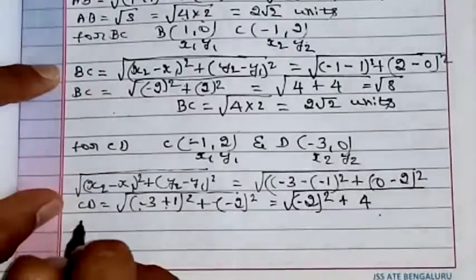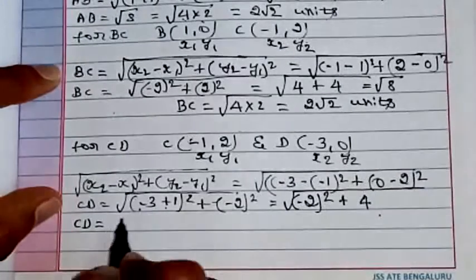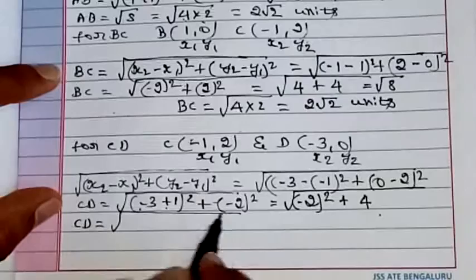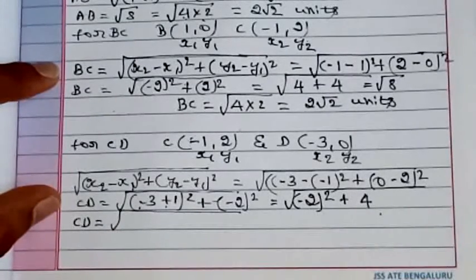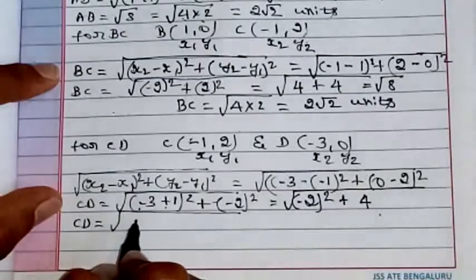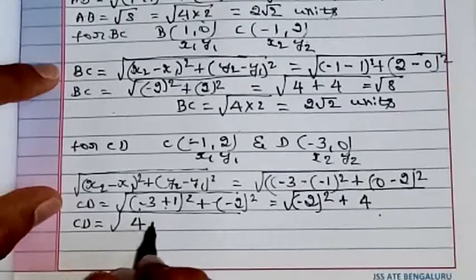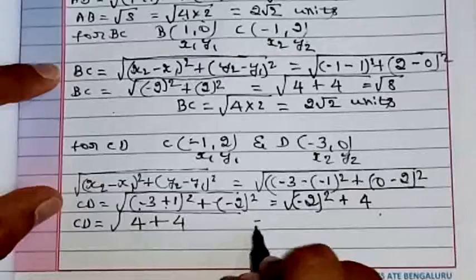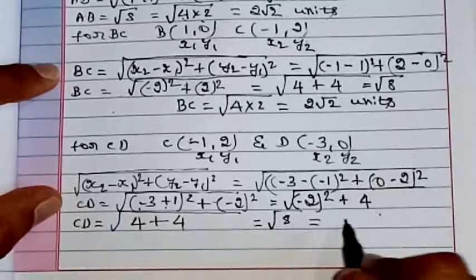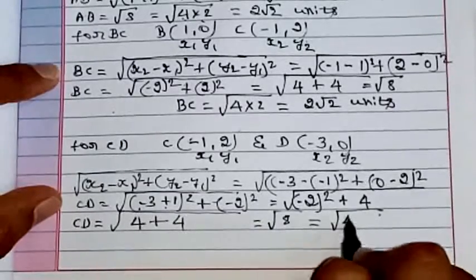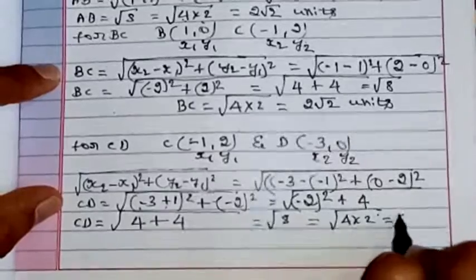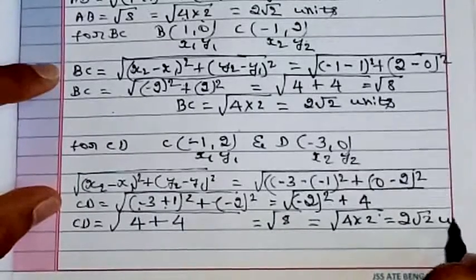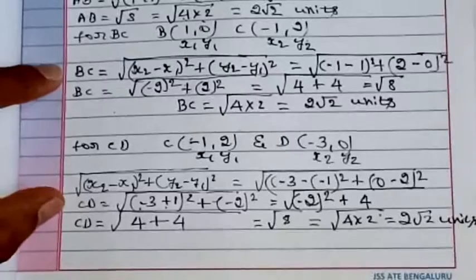Right? So therefore CD equals the square root of, minus 2 square is, any minus square will be plus, so minus 2 square is 4, plus the remaining is 4. That equals 4 plus 4 is 8. Again 8 can be written in the form of 4 into 2, so therefore the answer is 2 root 2 units. Right, children?